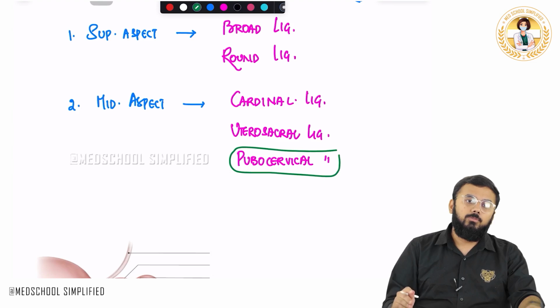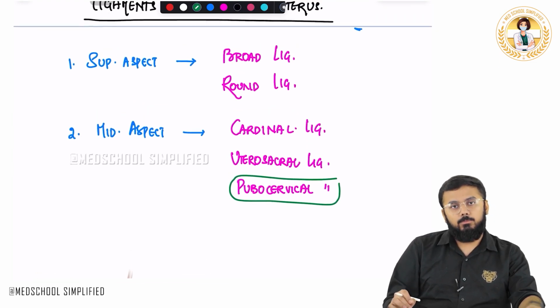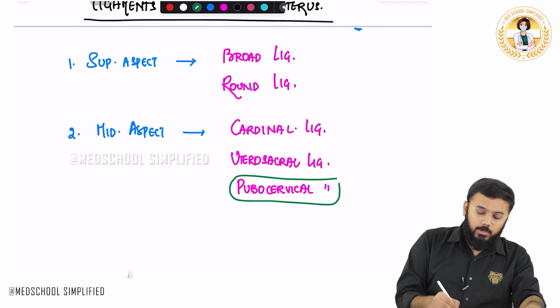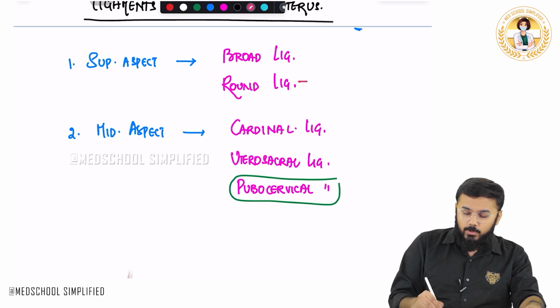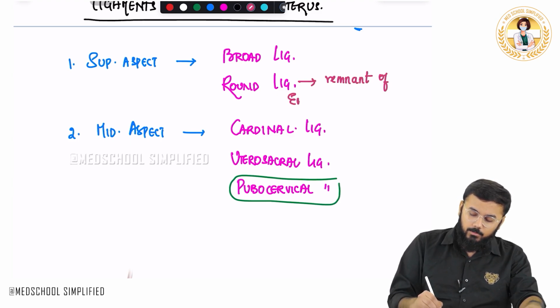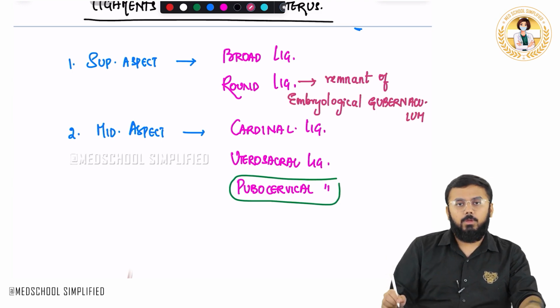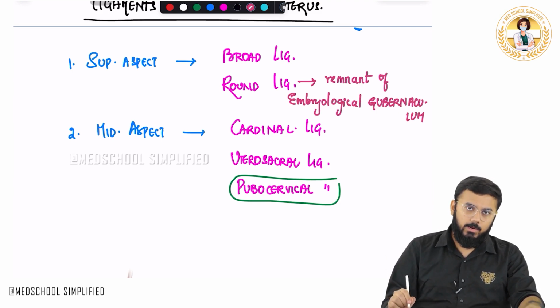Okay. Now, if you look at the round ligament, one important MCQ you need to know is that round ligament is a remnant of what? It is a remnant of embryonic gubernaculum. Okay. So, if you have studied the embryology, there you will see the structure called as gubernaculum. So, this is a remnant of embryological gubernaculum.